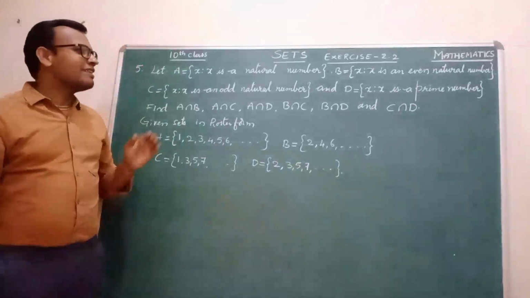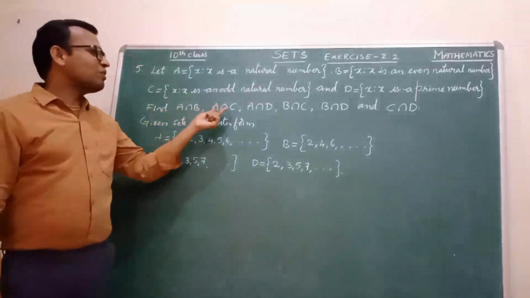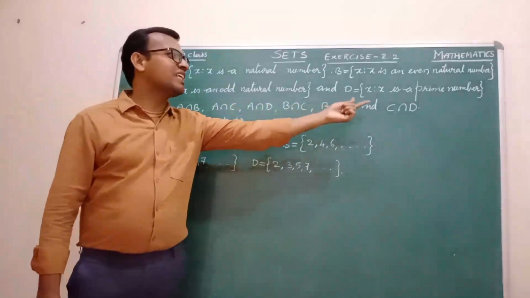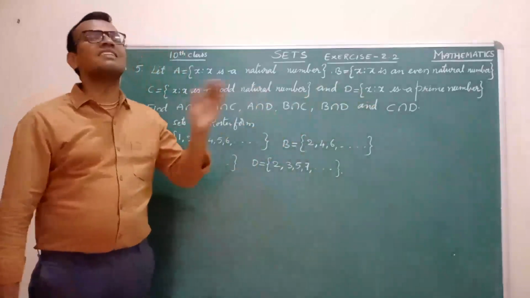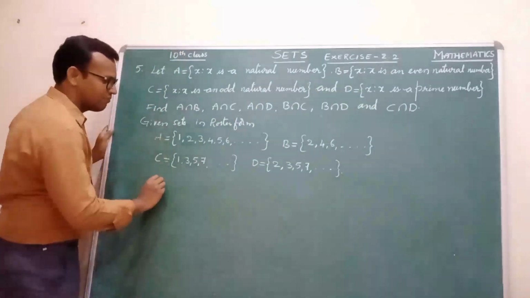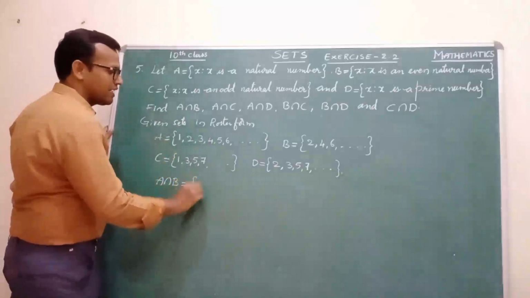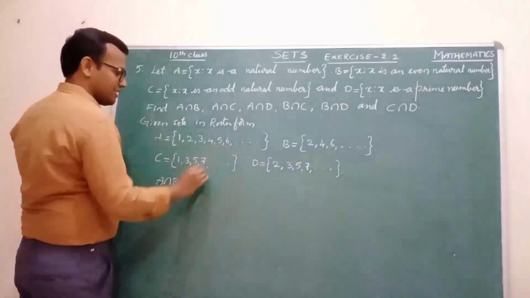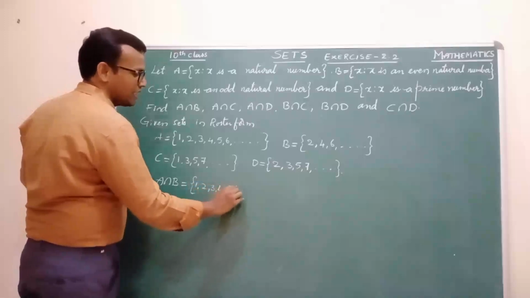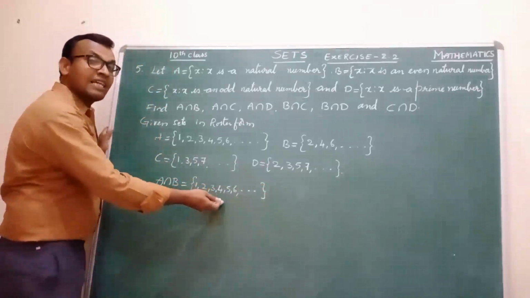Now, let us solve the questions that they have given: A intersection B, A intersection C, A intersection D, B intersection C, B intersection D, and C intersection D. All these things we need to find. Now, let me start with A intersection B. What is A? Set of 1, 2, 3, 4, 5, 6, and so on. So it is an infinite set.